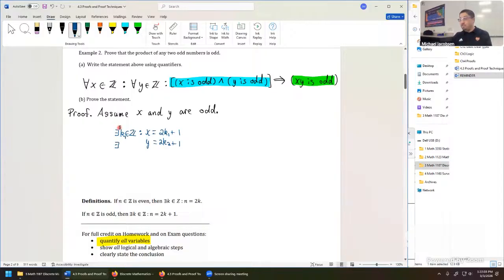So now we know that's an integer, and we also have to say it directly. This is just a compact way of saying it. There exists a k2 in Z. So we have two different integers. x is equal to twice that integer plus 1, and similarly for y. So that's just assuming this part is true. Written down algebraically, we have these two forms of odd integers. Now we're ready to try to get to this conclusion. Any questions with this step here so far?